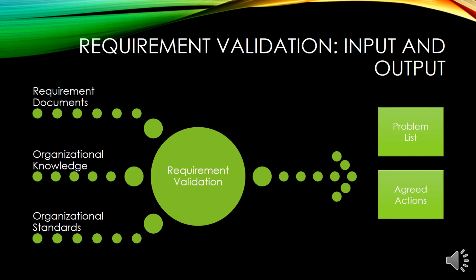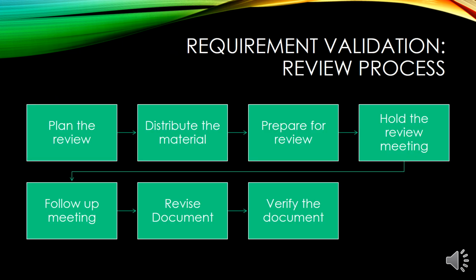So how the function is executed is what is seen in this process. The input comes from the stakeholders, the organization's knowledge, and also the organizational standards. We plan the review with the individuals, and once the stakeholders have been identified, we distribute the materials. The materials include the SRS, and other stakeholders might bring their own materials, such as company policy, regulations, and so on. Once the material has been distributed, the stakeholders will go through the documents, and then we prepare for the review.